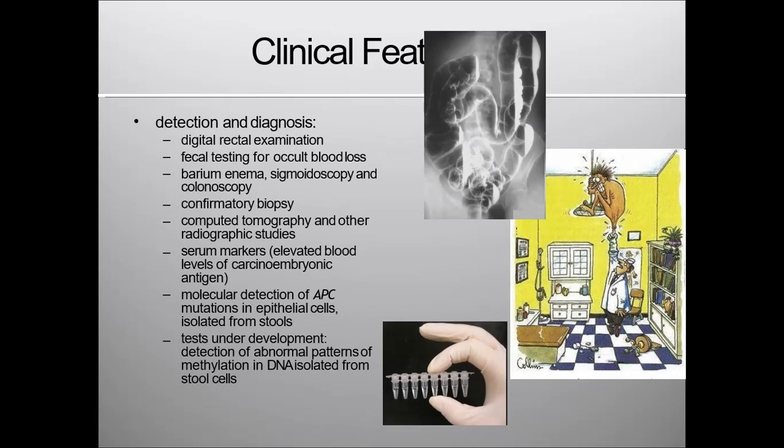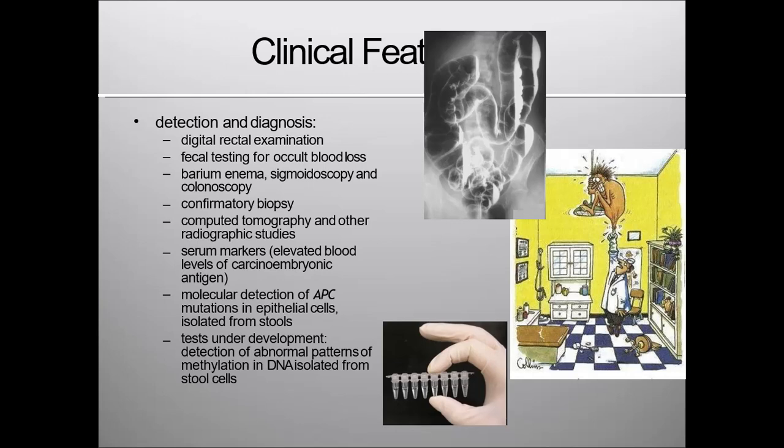After doing history and clinical examination, there are investigations. Digital rectal examination is the mandatory examination. By doing DRE, we can diagnose rectal tumors which are 7 to 8 centimeters from the anal verge. Then fecal testing for occult blood loss, barium enema, sigmoidoscopy, and colonoscopy, and by doing sigmoidoscopy and colonoscopy we can take a biopsy to confirm the diagnosis.